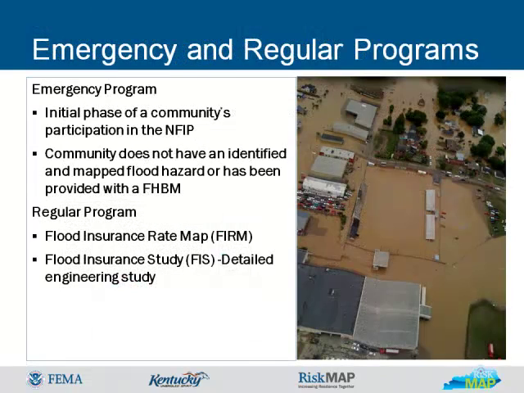There are two programs pursuant to the National Flood Insurance Program. The emergency program is the initial phase of a community's participation in the NFIP and was designed to provide a limited amount of flood insurance. A community participating in the emergency program either does not have an identified and mapped flood hazard or has been provided with a flood hazard boundary map, and the community is required to adopt limited floodplain management standards to control future use of its floodplains. Less than 3% of more than 21,000 communities participating in the National Flood Insurance Program remain in the emergency program. A community participating in the regular program in the NFIP is usually provided with a FIRM and a detailed engineering study termed a flood insurance study.